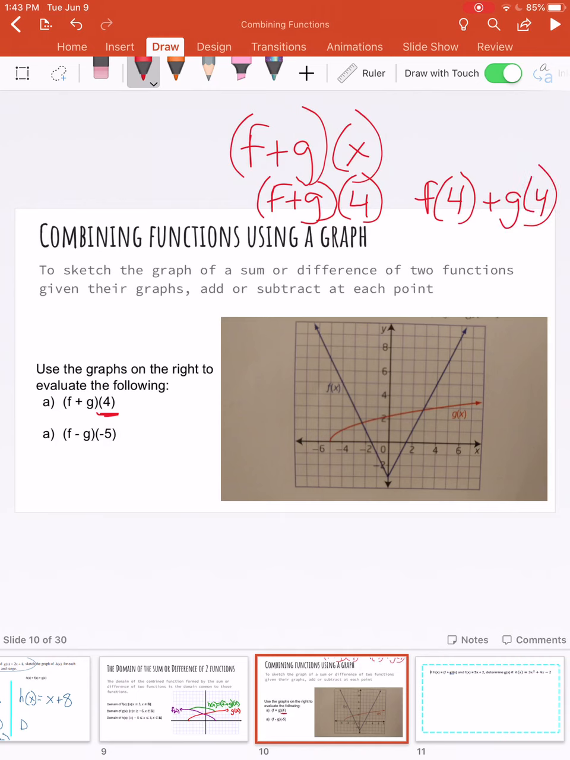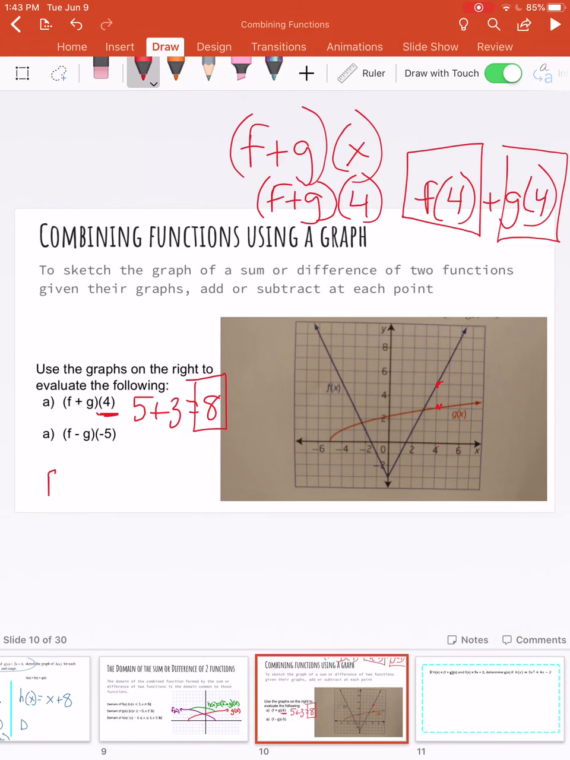So what I'm doing is finding the y value at 4 for my f function. So let's go ahead and do that. When x is 4, my y value is 5. And then I'm adding the y value of g at 4. So my g function at 4 has a value of 3. So really I'm just taking 5 plus 3 and I end up with 8. Okay, now we can try the next one.